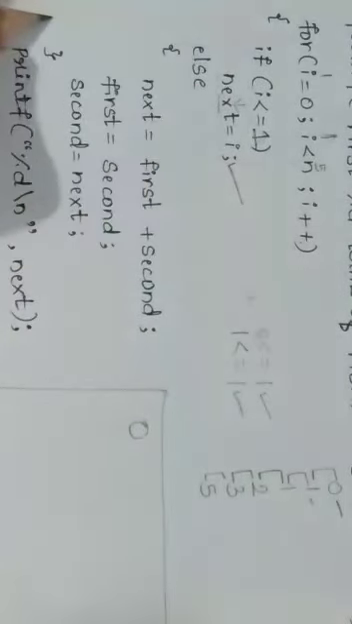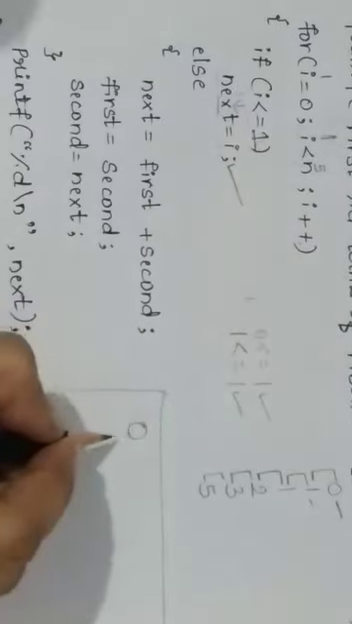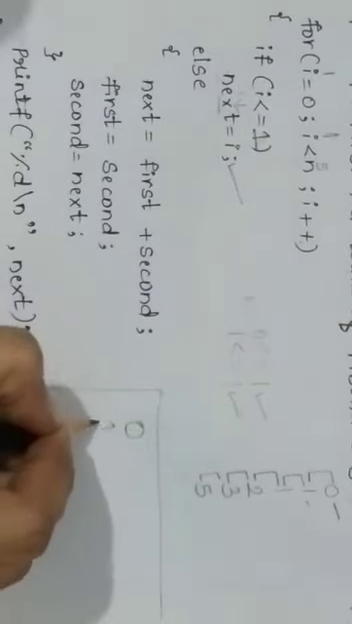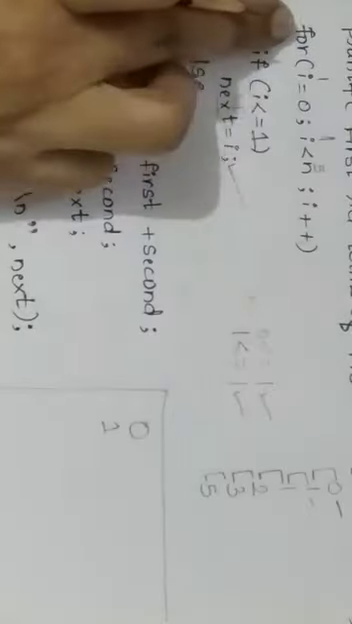It will directly come to this part, printf. Here what you are displaying? Next value. What is stored in next now? 1 is stored in next now. It will be displayed on the screen. Now again it will go to for loop. i is incremented. i becomes 2 now. 2 is less than 5. Yes, 2 is less than 5.